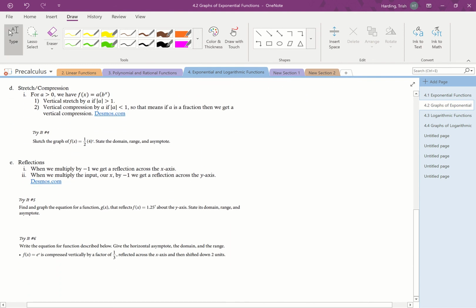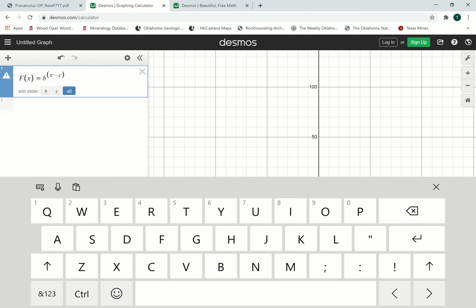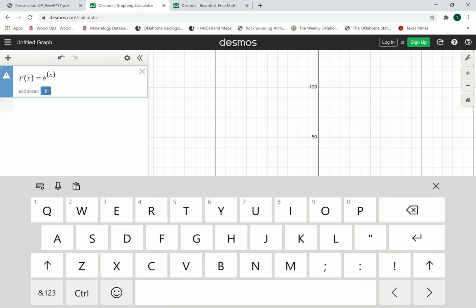Okay, stretches and compressions. So that would involve A. It's going to be a stretch if the absolute value of A is greater than 1. So if A is not a fraction, it's going to be a stretch. If A is a fraction, positive or negative, it's going to be a compression. And I will show you that. We'll get rid of these, and we'll have A.